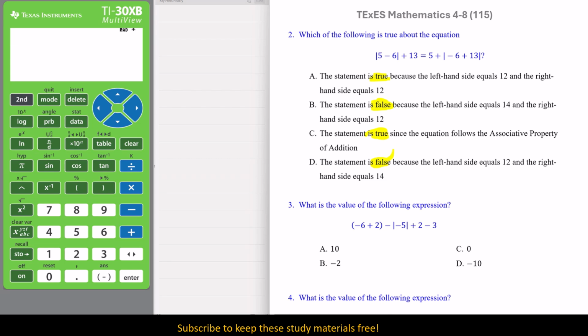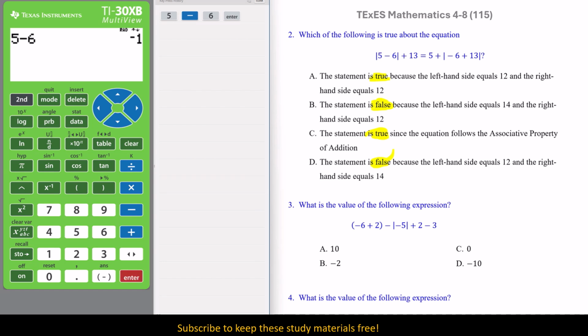They're testing your ability to quickly see absolute value. If we look at the first one, 5 minus 6 is negative 1. But we know the absolute value of anything negative has to be the positive. So what do we really have on the left-hand side? We have 1 plus 13, which gives us 14. So on the left-hand side, we have 14.